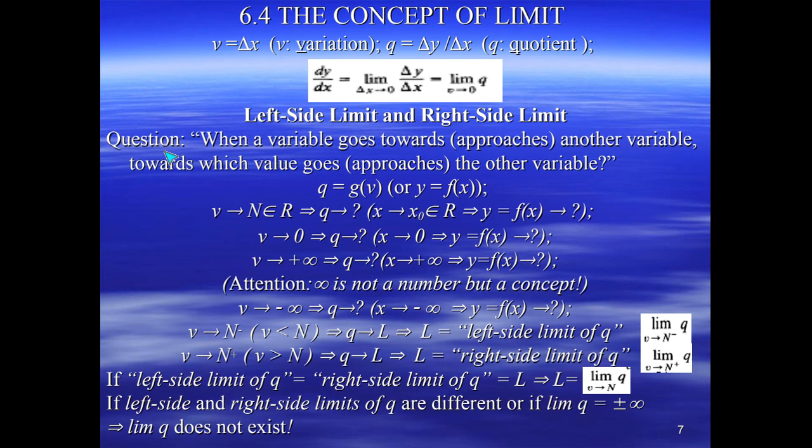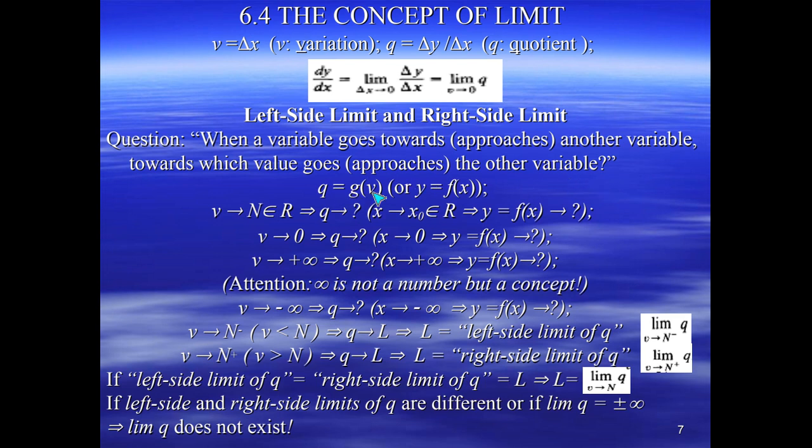So what does it mean? The question is this: when a variable goes towards or approaches another variable, go toward or approach is the same thing. When a variable goes towards or approaches another variable, towards which value does the other variable go or approach? The answer to this question is the limit.